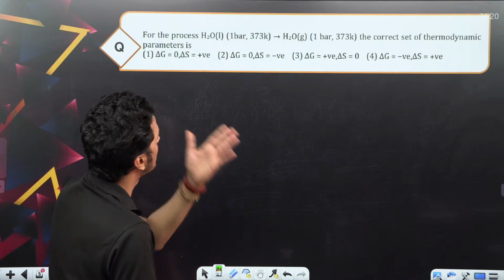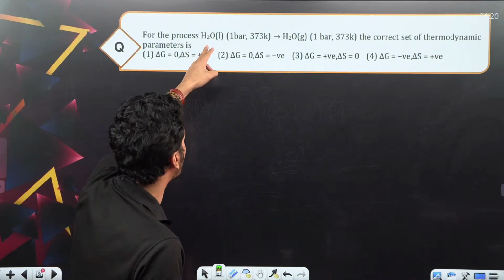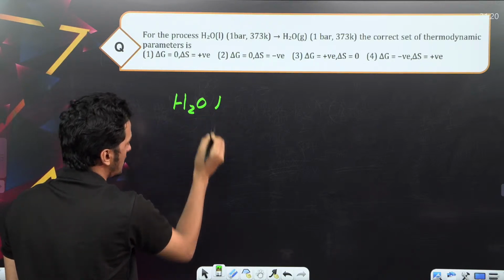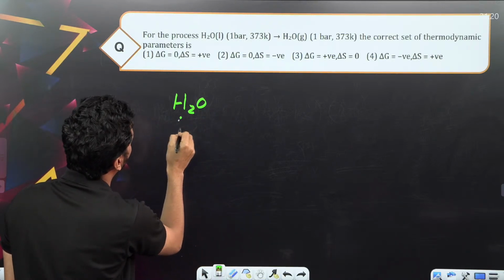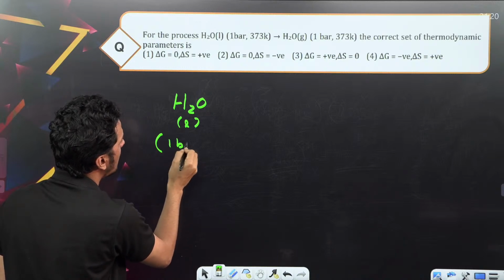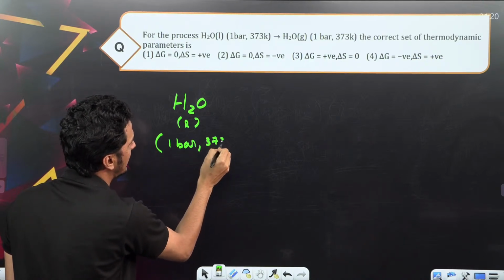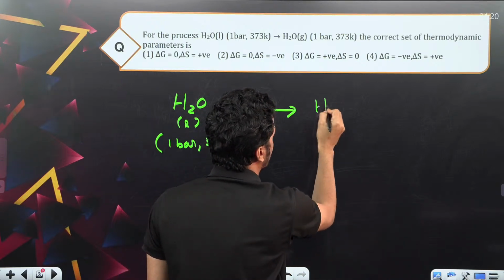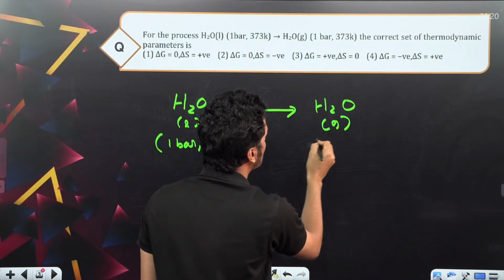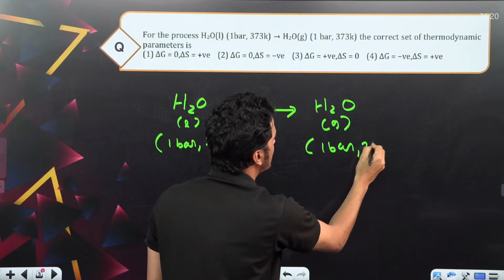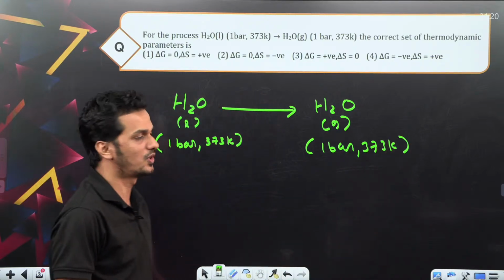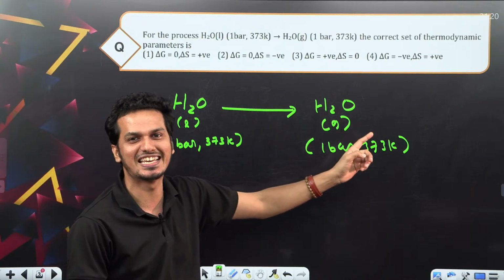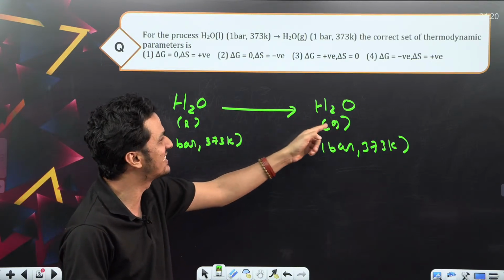This is the next question, guys. Looking at the question, you can see there is H2O liquid. Its pressure is given as 1 bar and 373 Kelvin. You are converting it into H2O gas, which is also at 1 bar and 373 Kelvin. So the temperature and pressure are the same, but the state is changing. Here it is liquid, here it is gas.